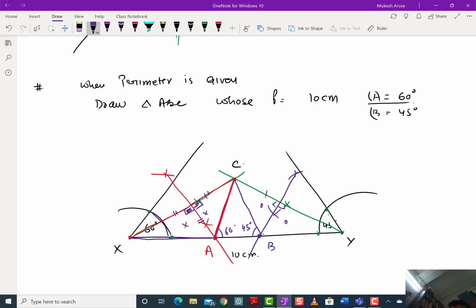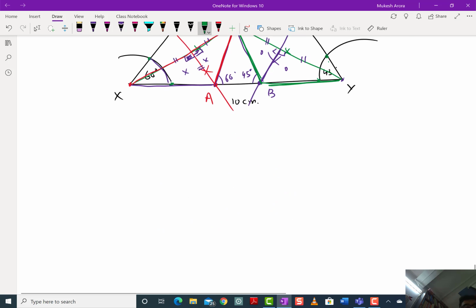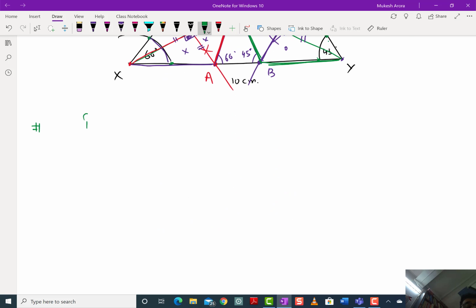This angle is equal to this, equal to bisector, and this is common. Therefore, BY is equal to CB. So, the sum of XA, AB and BY is equal to 10. So, the sum will be 10. See one more. Perimeter is 10 centimeters and base angles are 60 and 40.